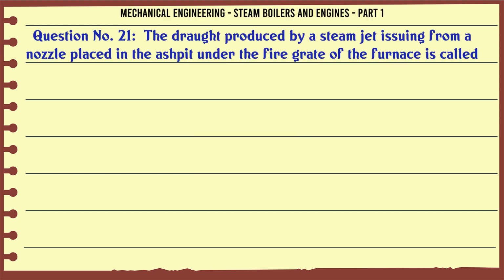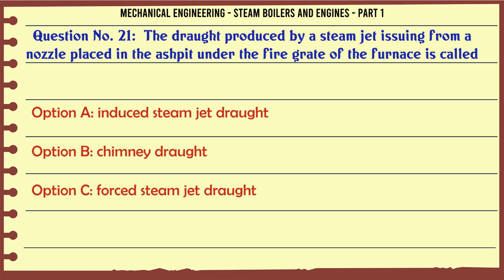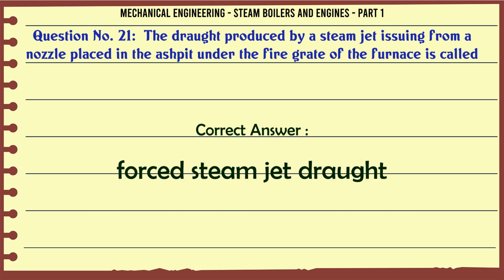The draught produced by a steam jet issuing from a nozzle placed in the ashpit under the fire grate of the furnace is called: A. induced steam jet draught. B. chimney draught. C. forced steam jet draught. D. none of these. The correct answer is forced steam jet draught.